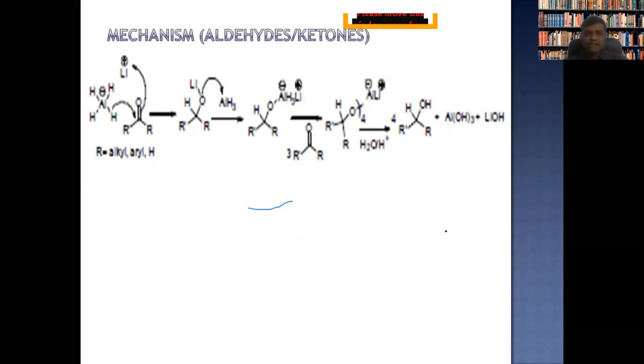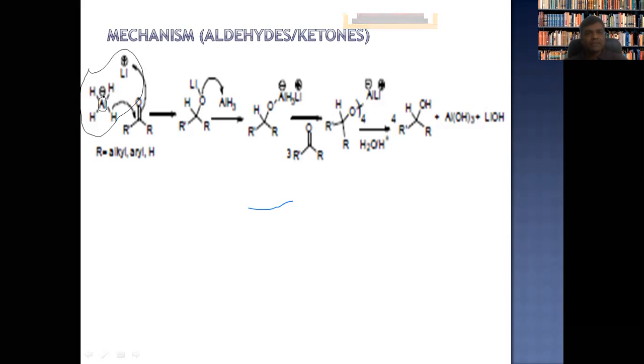Now let us see the mechanism of this reduction, how aldehydes are reduced to primary alcohols and ketones are converted to secondary alcohols. Let us see the mechanism. See, this is LiAlH4, as I told you. The ionic bond is there between the positive lithium ion and the aluminium ion. And aluminium is attached to four hydride ions, four hydrogen atoms, and they are released as hydride ions.